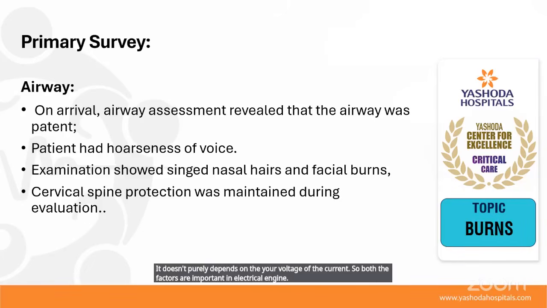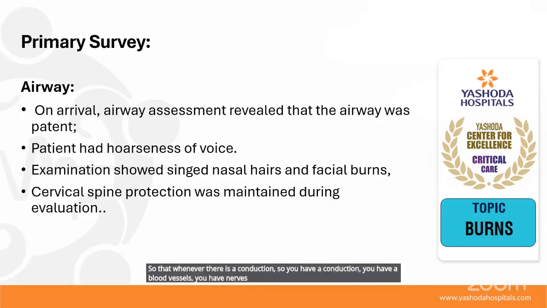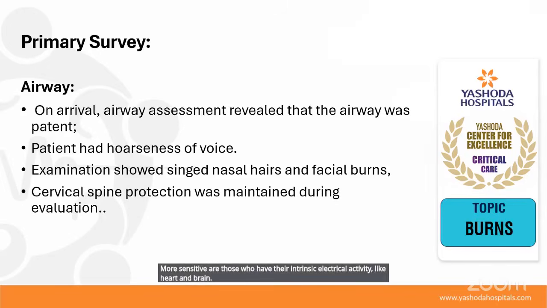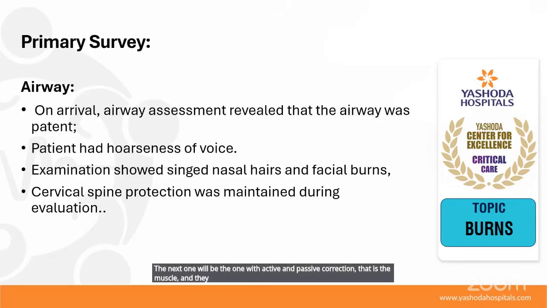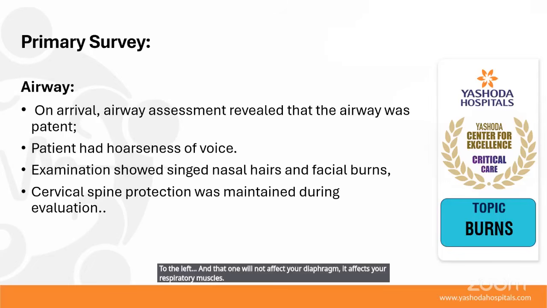Yes, sir. Okay, sir. Whenever there is a conduction, you have blood vessels, nerves, and muscle tissue, and the other muscle tissue which are generating electric circuit. The most sensitive, as sir has asked before, are those which have their intrinsic electrical activity, like heart and brain. The next to be affected will be the one with active and passive contraction, that is the muscle, and they go in an extreme path to the left. When it affects your diaphragm and respiratory muscles, then choking episode, and that's how the person can die.